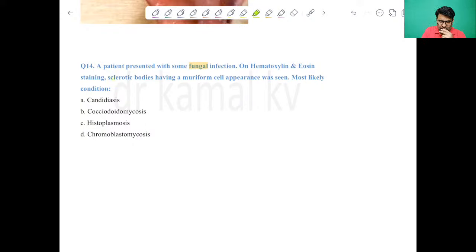Now a patient has some fungal infection, and when H&E stain, hematoxylin and eosin stain, was done, sclerotic bodies were seen having muriform cell appearance. Now which condition is this? Again I repeat, sclerotic bodies, which are also known as copper penny or medlar body.